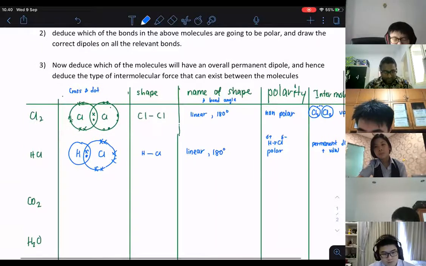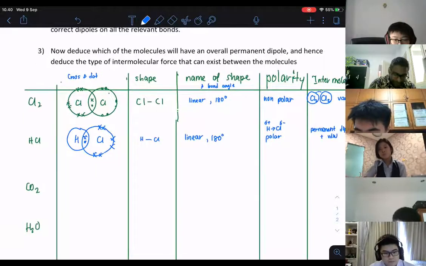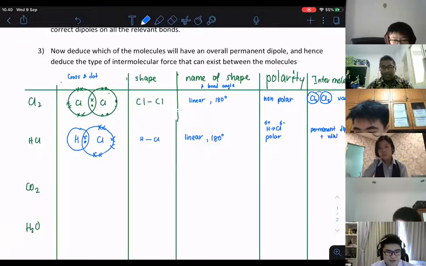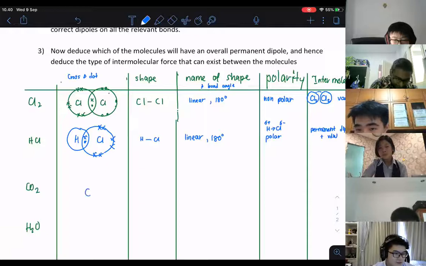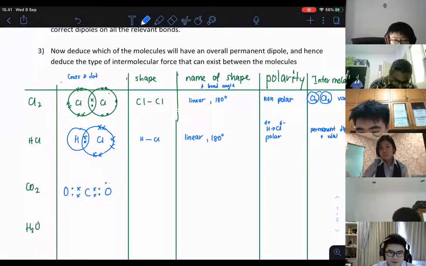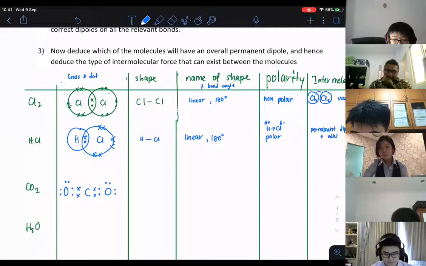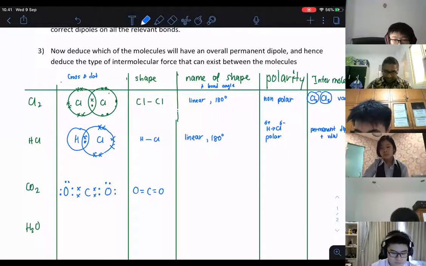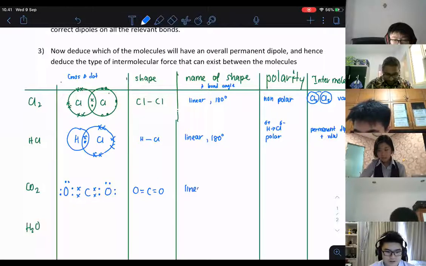Now, CO2. If I don't want to keep on drawing the circle, in your exam you have to draw the circle, but in this case I will just put it like this. So double bond. Six valence electrons. This is the shape. If I put it like this, it will look like this. Josh, can you tell me what is the name of the shape and bond angle? Linear, 180 degrees. Yeah, good.